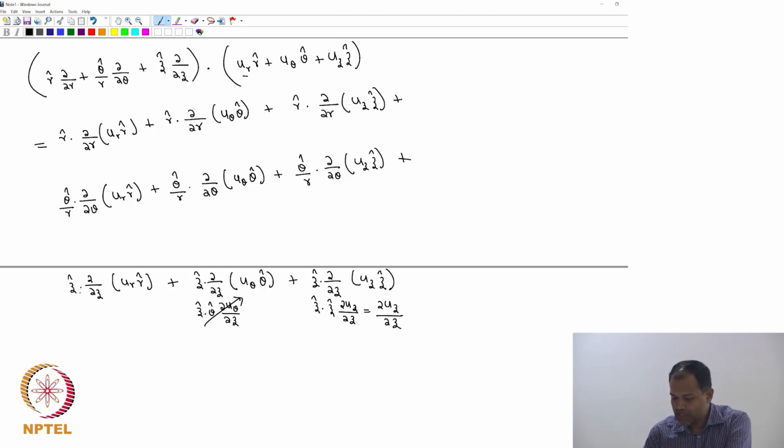Okay. How about this term? Z cap dot del by del z of u r r cap. Does r cap depend on z? No. So you can pull out r cap. That's going to give you z cap dot r cap, which will be 0. So that will go away. So you can see that out of all the z derivatives, only dou u z by dou z remained. Agreed? Now let's look at the next term.